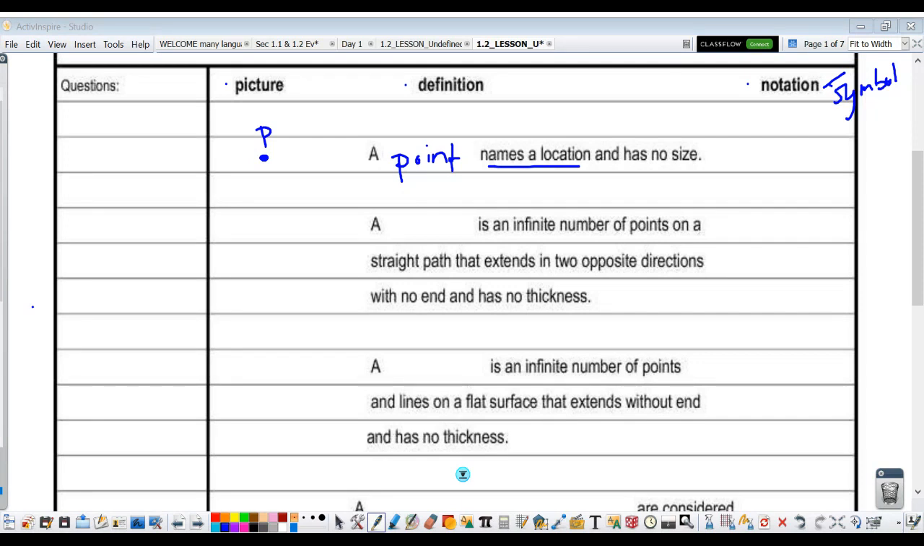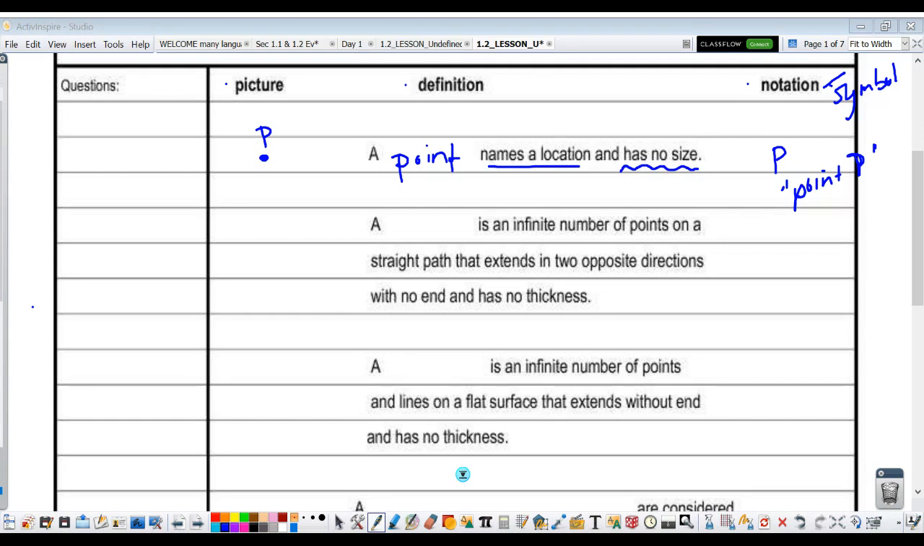It's just naming a location, but that's kind of confusing, so I'm going to put a squiggle line underneath it. The symbol for a point is just a capital letter P. This is read point P, and it's always a capital.